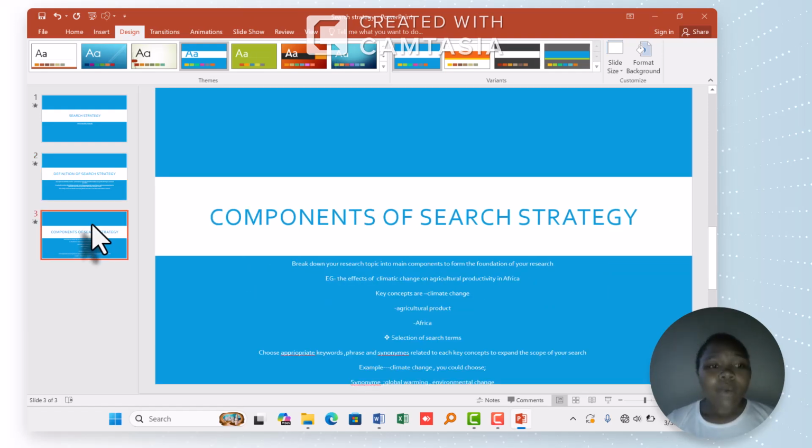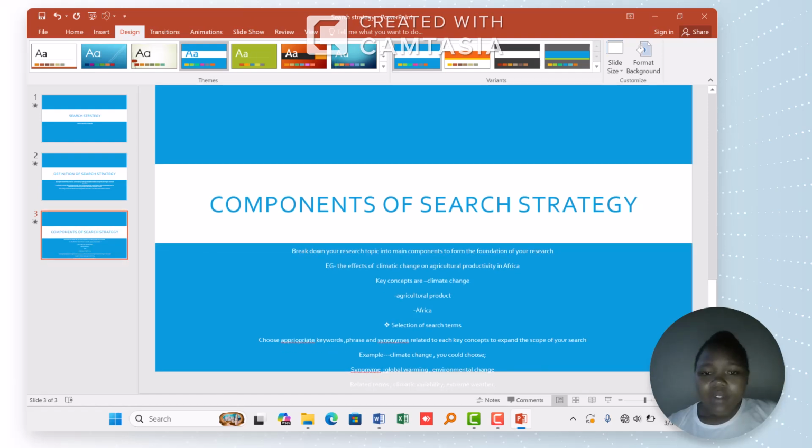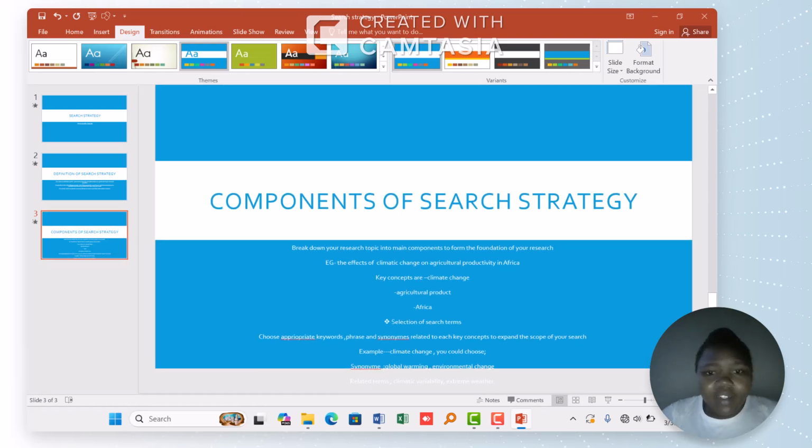We also have the components of search strategy. If I say the components, these are the steps we can take to make sure that our research is okay and it can make a meaningful research work. So the first one is we are going to break our research topic into components to form the foundation of your research work.